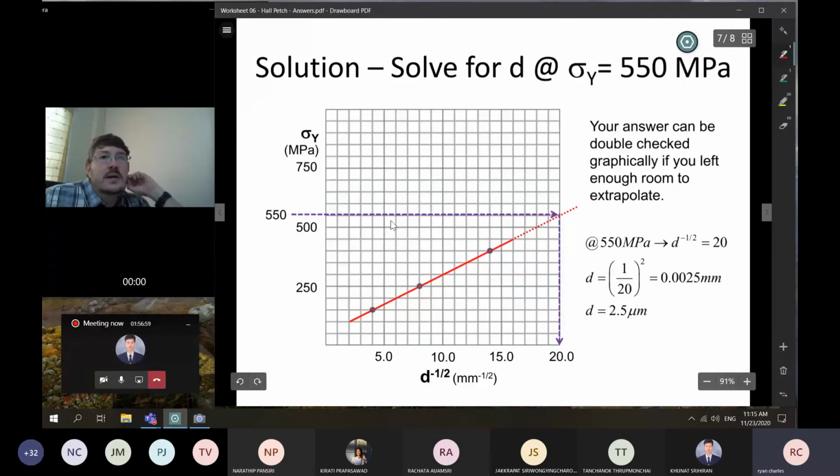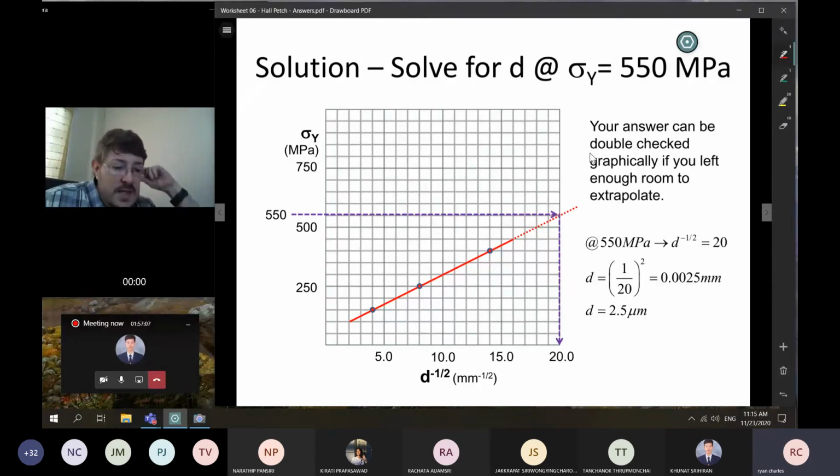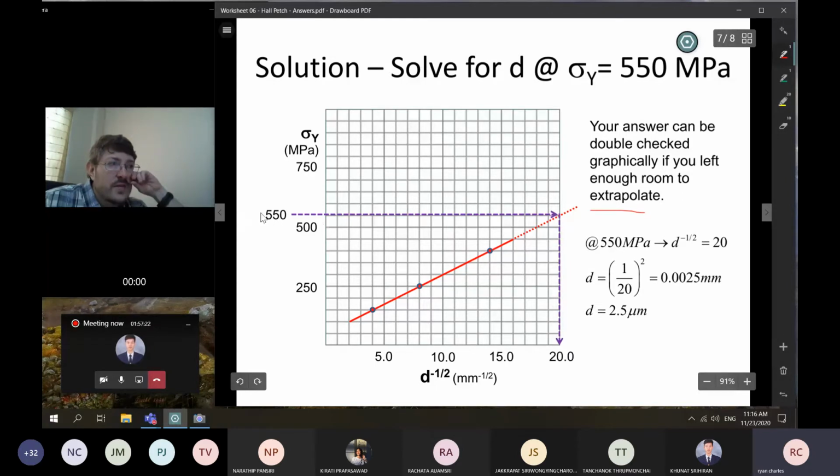All right. Now, how do you double check this stuff? I've always hammered on that with other problems, is how do you double check things. With your graph, if you left enough room, you could extrapolate it. We want to find 550. There's 500. There's 550. Boom, right there. I left just enough room. This would correspond to d to the minus 1/2 of 20, or d of 2.5 microns.